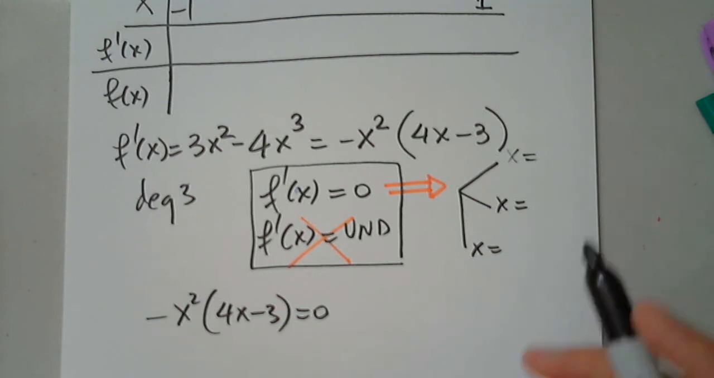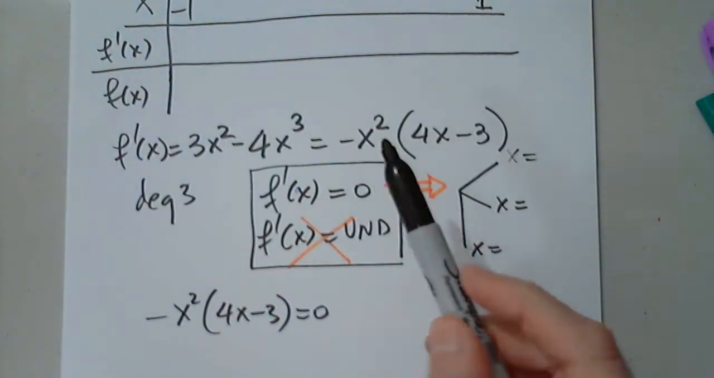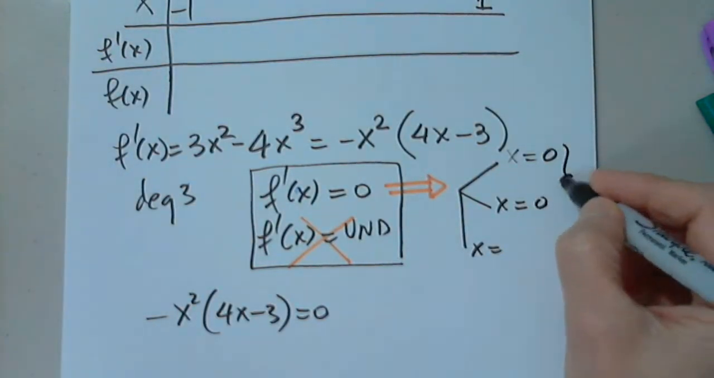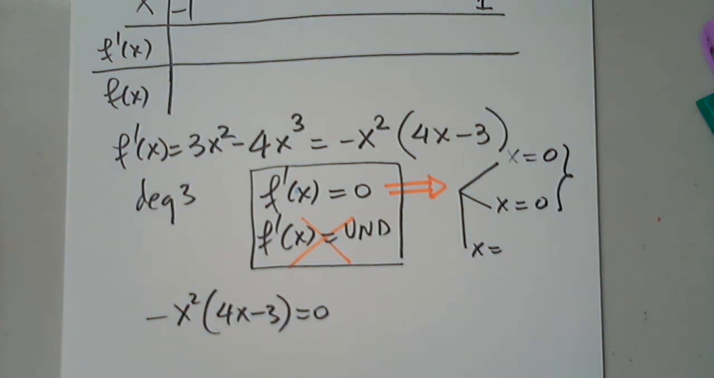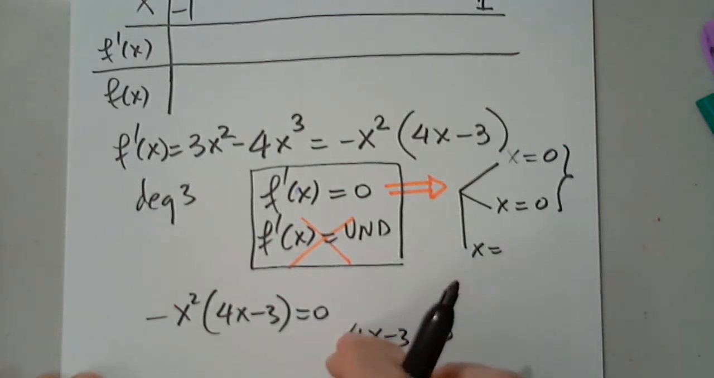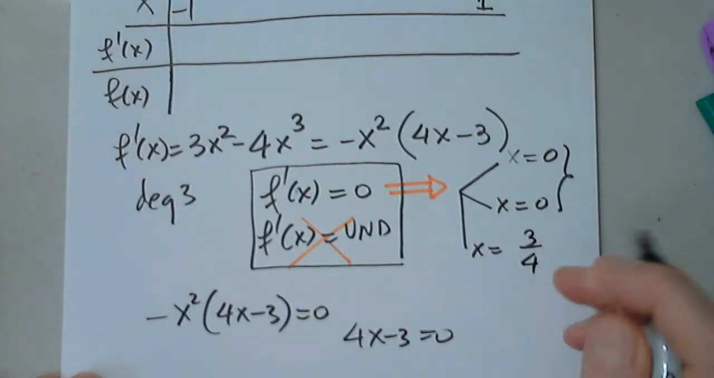Is one of them 0? Yes, 2 of them, right? Because this is x times x, so 2 of them are 0. Perfect. And what about the other one? 3/4. Yes. So I have 4x minus 3 equals 0. I move 3, divided by 4, so I get 3/4.